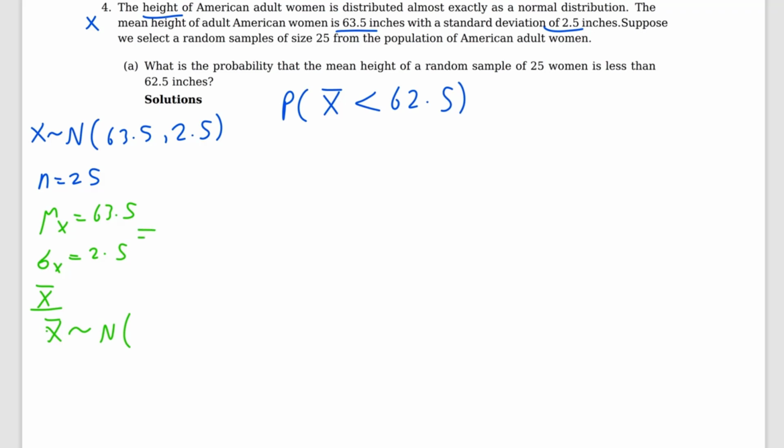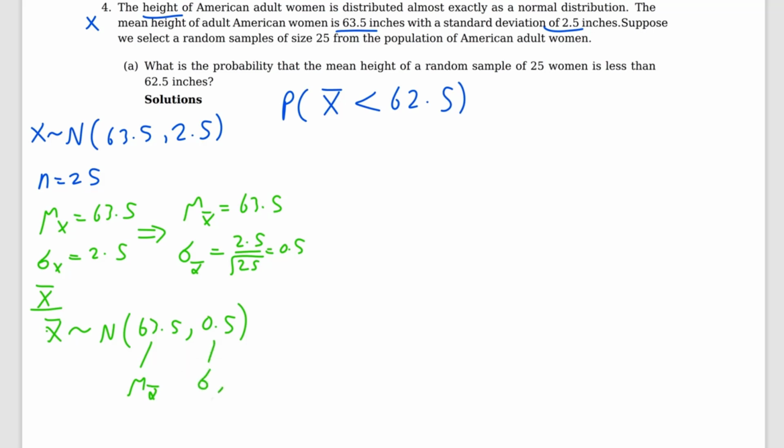Let me find the mu. What is the mu x bar? You know mu x bar should be the same as mu, right? Therefore 63.5. And sigma x bar should be sigma x divided by square root of n, n equal 25, square root. So this should be 0.5. Why? 2.5 divided by 5, 0.5. Therefore this is 0.5. Now we know this. So this is the mu x bar, and this is the sigma x bar.